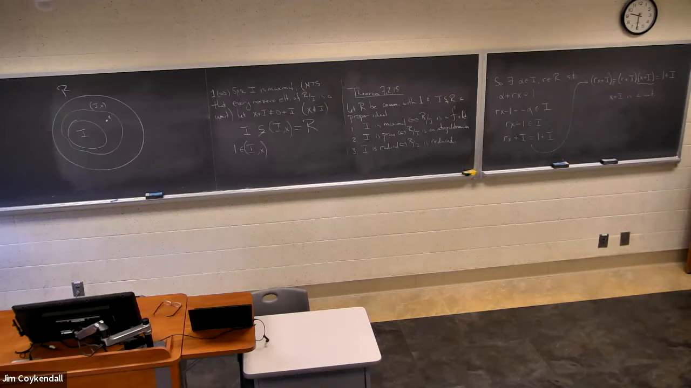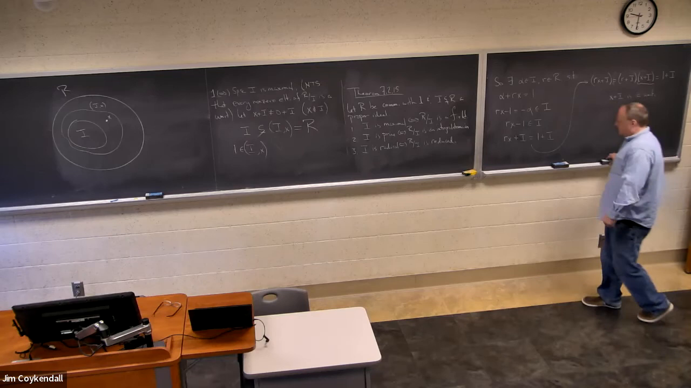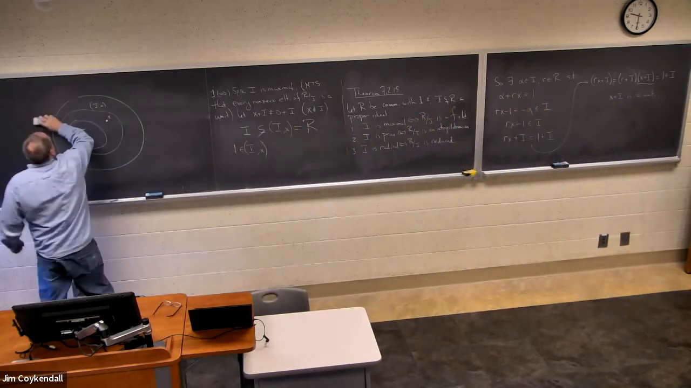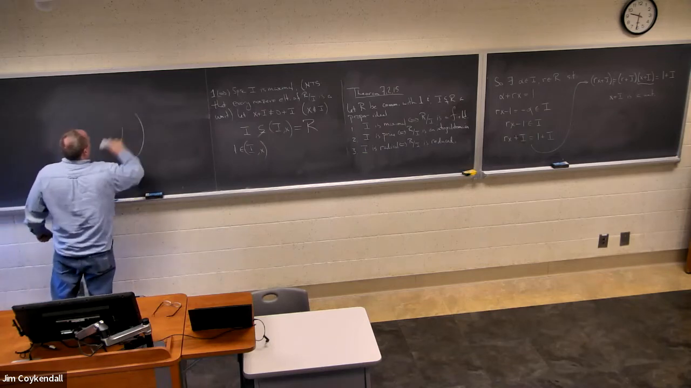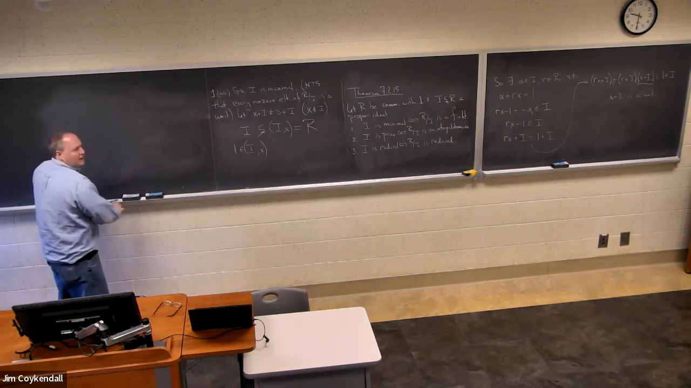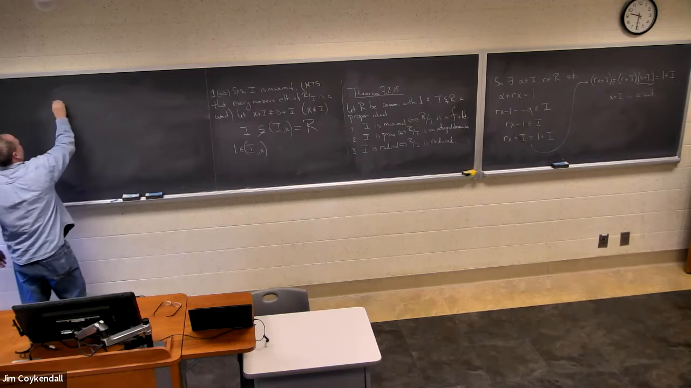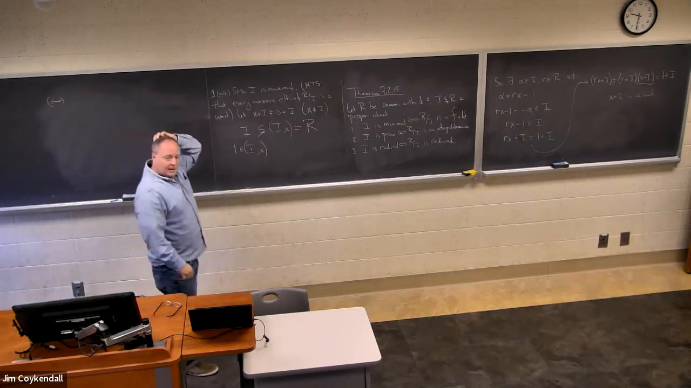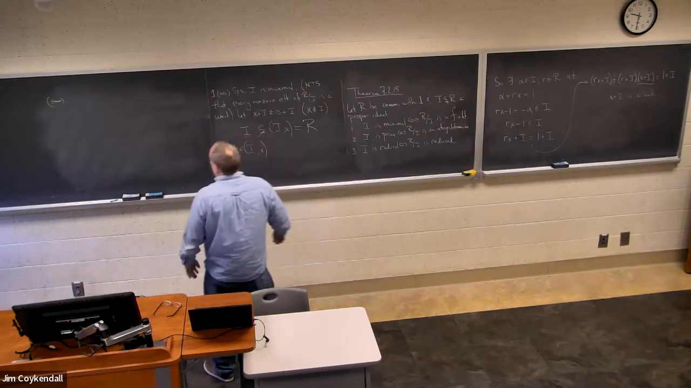So what we've shown so far is if I is a maximal ideal, then R mod I is a field. Any questions? Okay, this was a pick-and-pesky both ways, so let's do it the other way. Now let's assume that R mod I is a field.